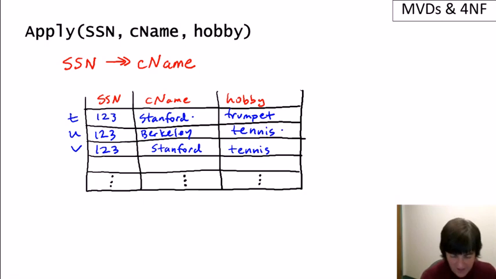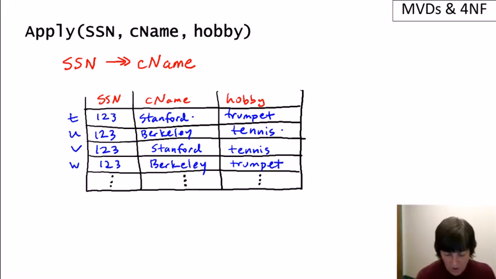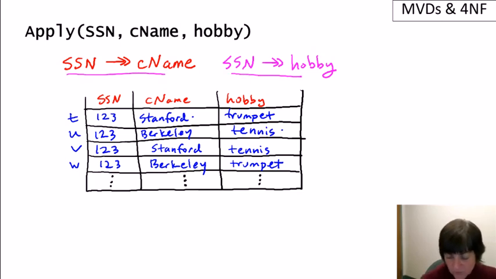So it says that if we have 123 playing a trumpet at Stanford and tennis at Berkeley, then that same person will be playing tennis at Stanford. And furthermore, I showed that the same definition will generate automatically a fourth tuple with the other combination, which would be Berkeley and trumpet. By the way, one thing you might notice here is that we also have the multi-value dependency Social Security number multi-determines hobby. This is actually one of the rules for multi-value dependencies, saying that when you have A multi-determines B, then you also have A multi-determines rest. And we'll see some rules for multi-value dependencies later.